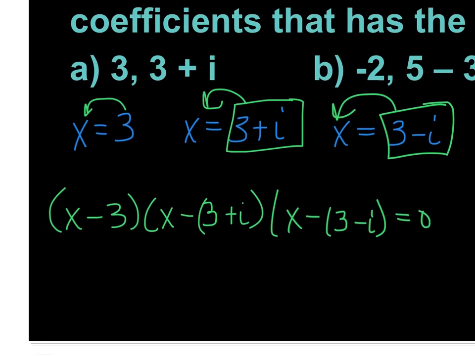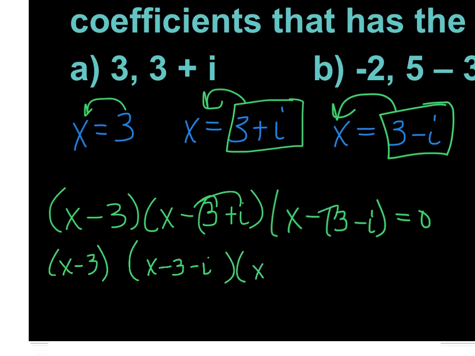So I'm going to leave x minus 3 over here by itself. And I'm going to worry about my second two parentheses. So if I rewrite this, I have x, what do I do with this negative? Okay, so it's minus 3 minus i. And then here I have x what? Minus 3 plus i.